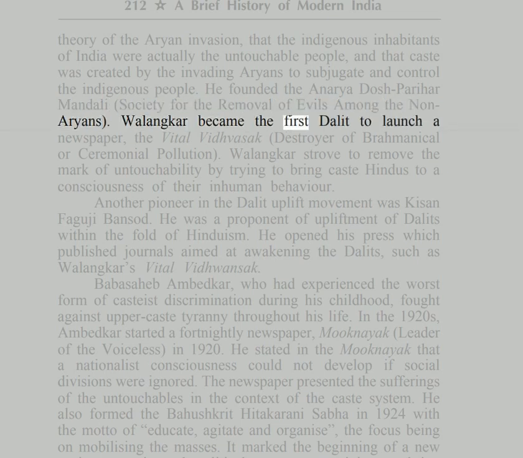Valangkar became the first Dalit to launch a newspaper, the Vital Vidhwansak, destroyer of Brahmanical or ceremonial pollution. Valangkar strove to remove the mark of untouchability by trying to bring caste Hindus to a consciousness of their inhuman behavior. Another pioneer in the Dalit uplift movement was Kisan Faguji Bansod. He was a proponent of upliftment of Dalits within the fold of Hinduism. He opened his press which published journals aimed at awakening the Dalits, such as Valangkar's Vital Vidhwansak.